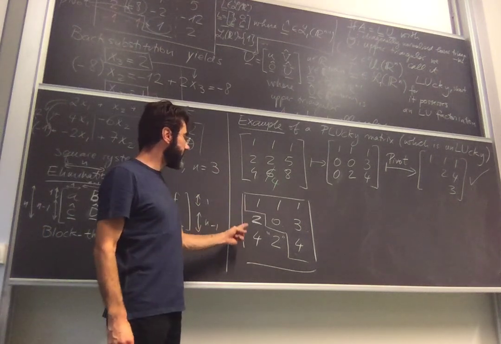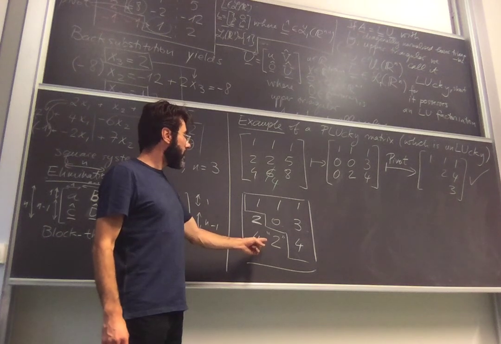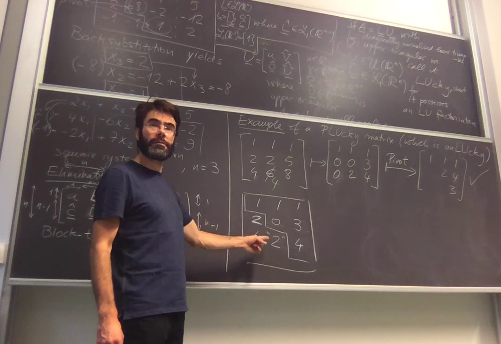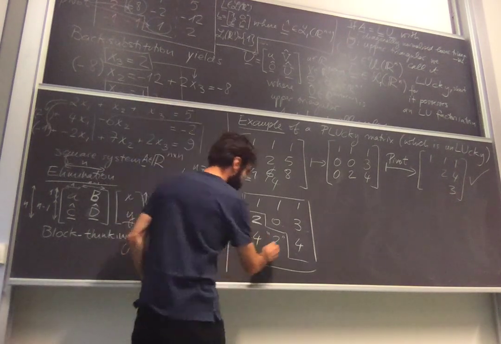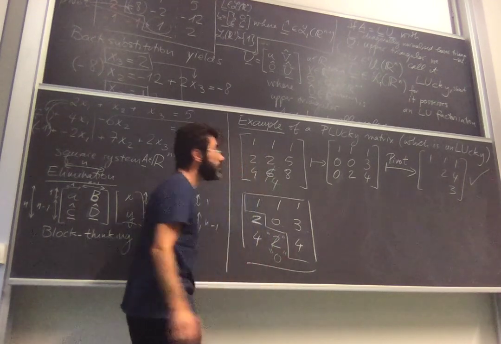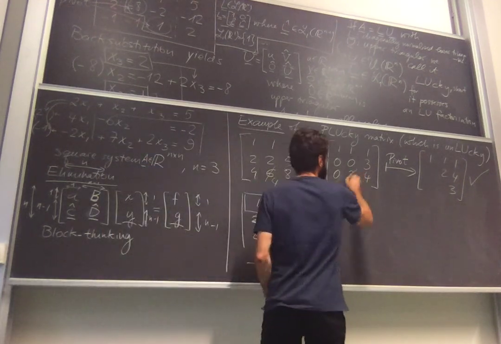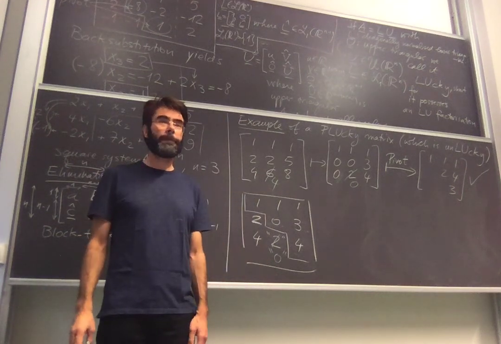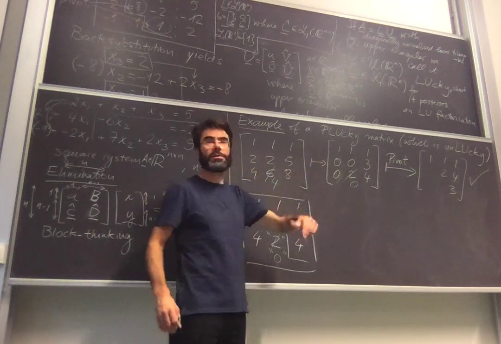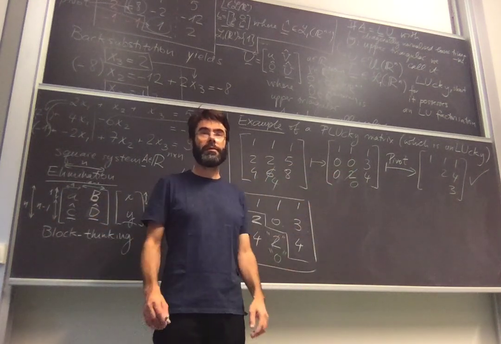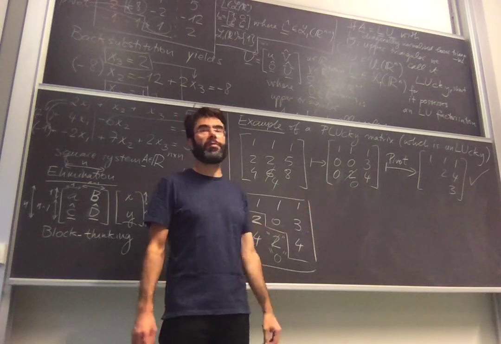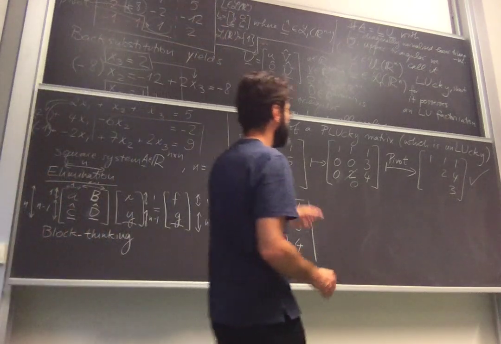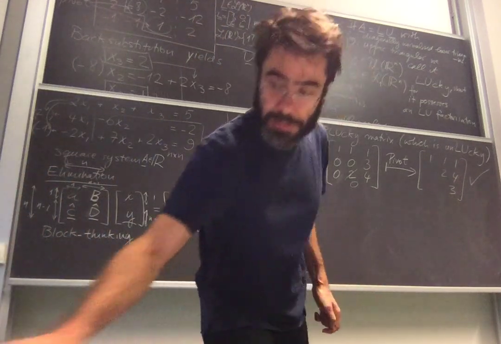If I did this elimination with a 4 here, what I'm going to get is again a 0 here. So I would get a 0 here, which means I would get a 0 here. And pivoting doesn't help, right? Because even if you exchange these two, you still get a 0. So that matrix is really, really bad. This is called a singular matrix. So this type of matrix is called singular.